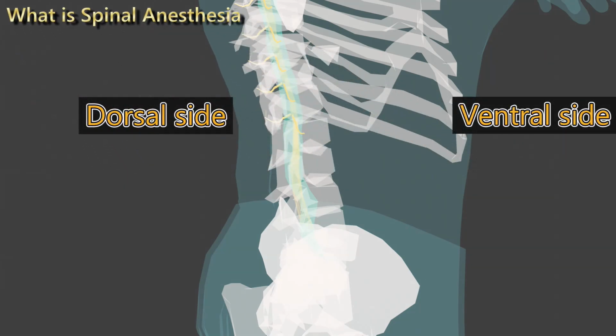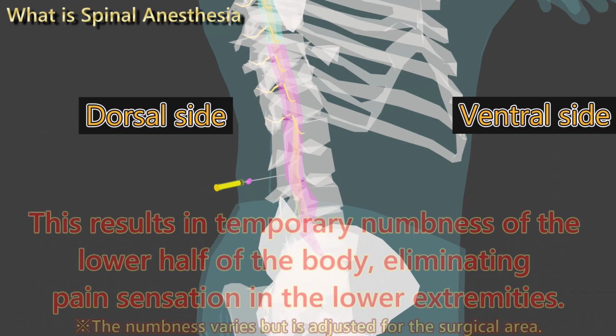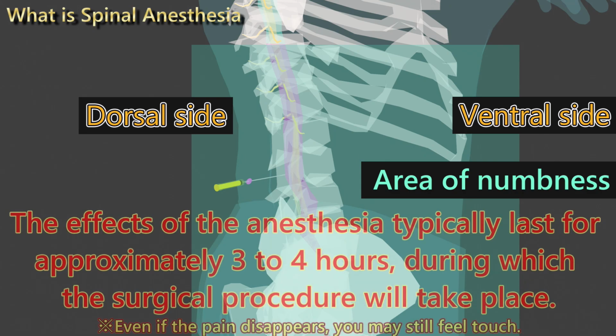Spinal anesthesia is a technique in which a fine needle is inserted into the lower back to administer a local anesthetic into the cerebrospinal fluid surrounding the spinal cord. This results in temporary numbness of the lower half of the body, eliminating pain sensation in the lower extremities. The effects of the anesthesia typically last for approximately 3 to 4 hours, during which the surgical procedure will take place.